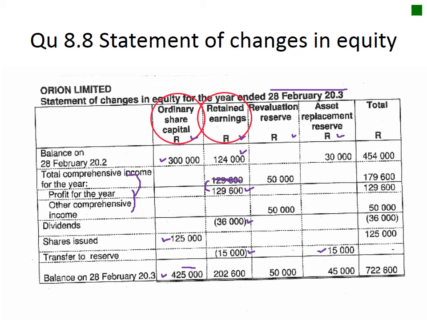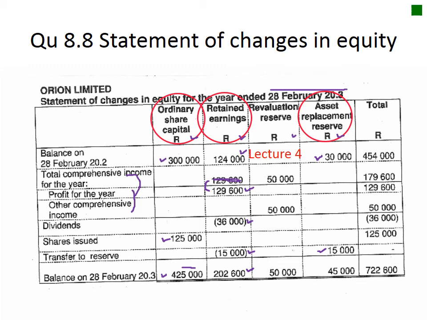So we've got in this question also then, let's just finally look at the closing retained earnings balance. So in this question 8.8, the retained earnings, we had the opening balance, the profit for the year, a dividend paid out, and a transfer to the asset replacement reserve. We're going to look at the revaluation reserve in the next lecture. For the asset replacement reserve, we had an opening balance of 30,000. That would have been in equity at the beginning of the year, the end of the prior year. In this year, we transferred 15,000 out of the retained earnings into asset replacement reserve.